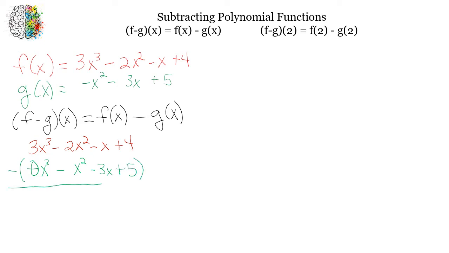Now because I have a negative, that is the same as plus a -1. So what I'm going to do is distribute that -1 to each of my terms. When I distribute that, it's going to change each of those signs. So minus times a positive is a minus. A negative times a negative makes a positive. A negative times a negative makes that positive. A negative times a positive makes that negative.